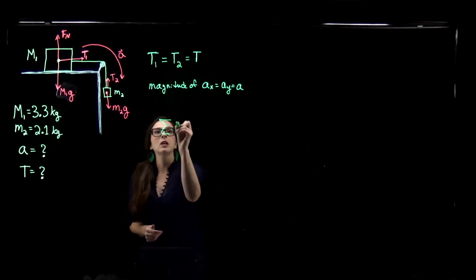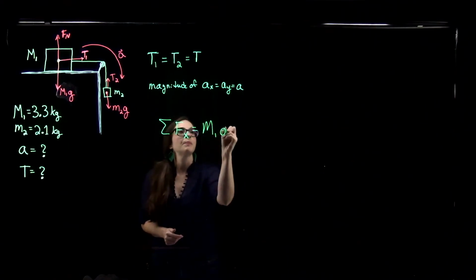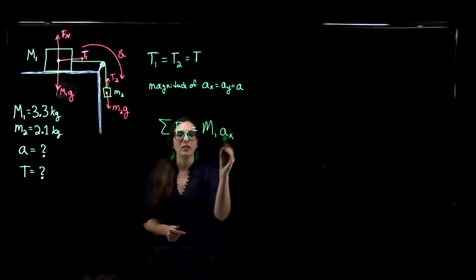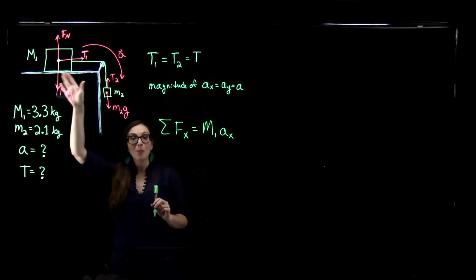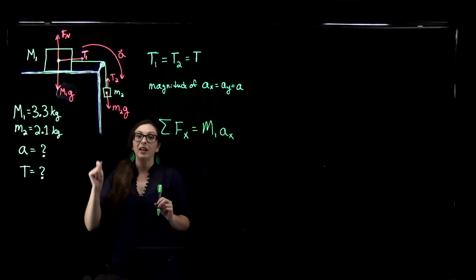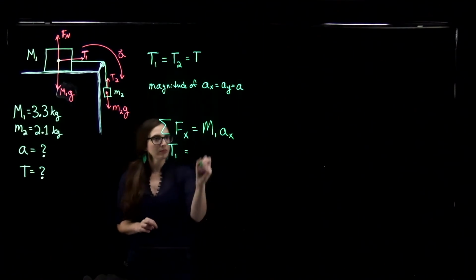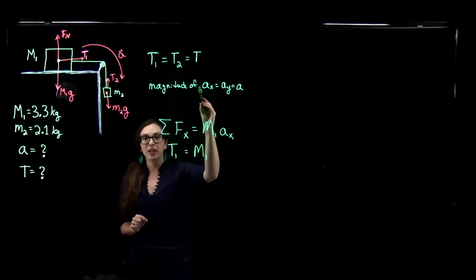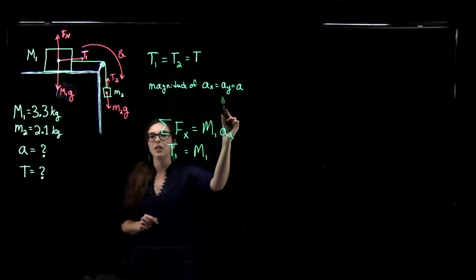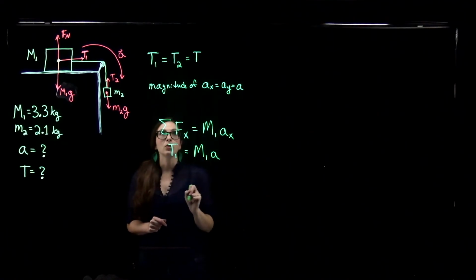So if we think about the sum of all the forces in the horizontal direction on my big mass, we've got the sum of the forces equals the mass times acceleration. The only force acting on our big mass in the horizontal direction is tension, and it's in the positive x direction. So T1 equals M1, and I said that the magnitude of the acceleration in the x equals the magnitude of the acceleration in the y, and we're just calling that A. So I'm just going to say that that is equal to A.